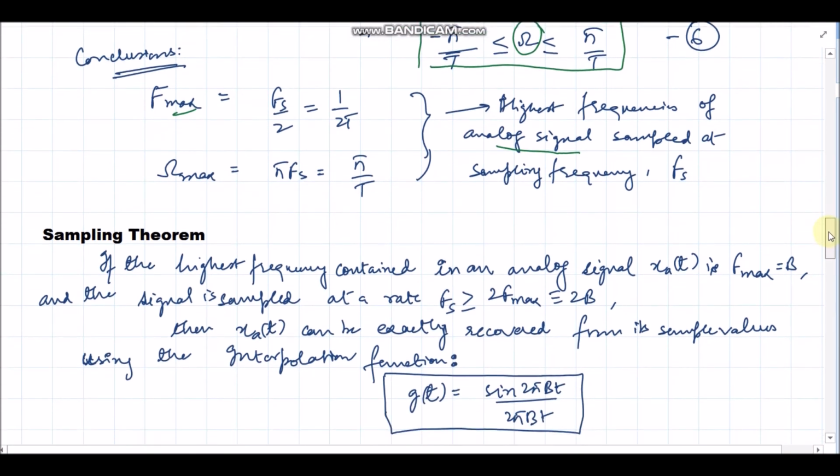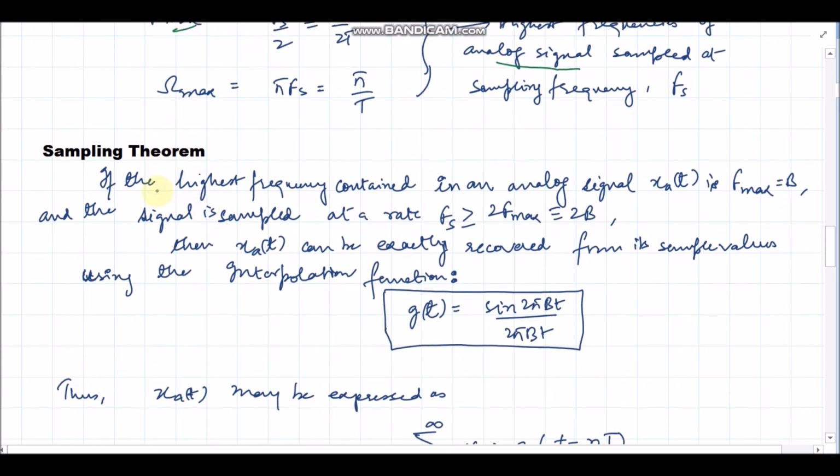So here it is important to state the sampling theorem. The sampling theorem states that if the highest frequency contained in an analog signal xa(t) is F max equal to B, that is, we are saying that the signal is band limited to B hertz, and the signal is sampled at a rate of fs greater than or equal to 2 F max, or twice the bandwidth, 2B, then xa(t) can be exactly recovered from its sampled values using the interpolation function g(t) equal to sin(2 pi B t) upon 2 pi B t. So this is the sinc function.